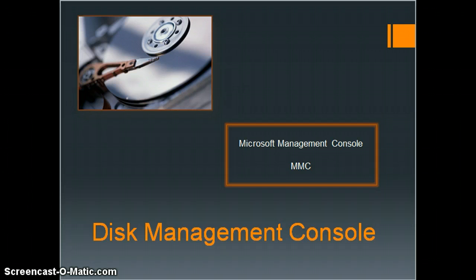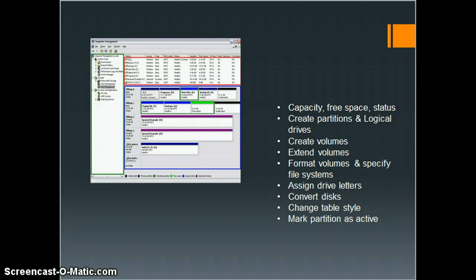Using disk management gives the user the ability to determine the capacity, free space, status, and other properties of all disks, create partitions and logical drives on basic disks, create volumes on dynamic disks, extend volumes to increase their size, format volumes and specify file systems to use, such as FAT, FAT32, or NTFS, assign drive letters and paths to volumes, convert basic disks to dynamic disks and vice versa, change a disk's partition table style, and mark a partition as active.